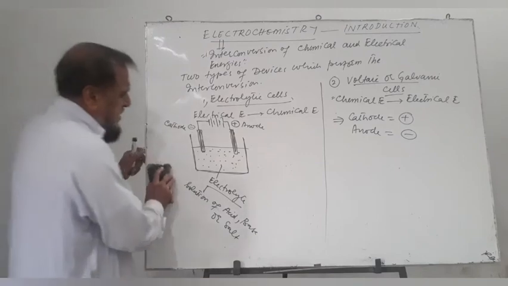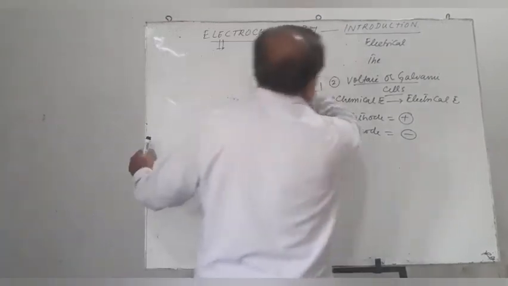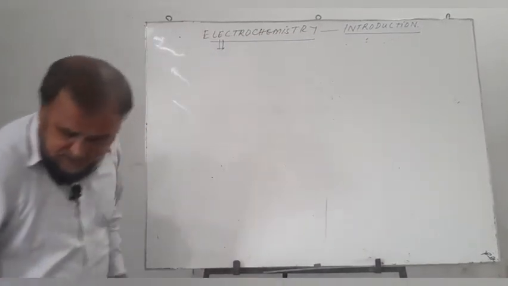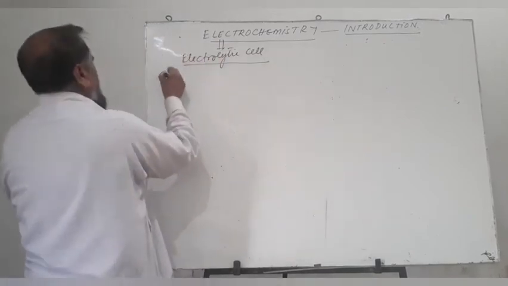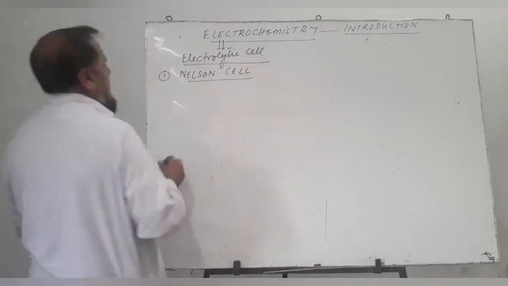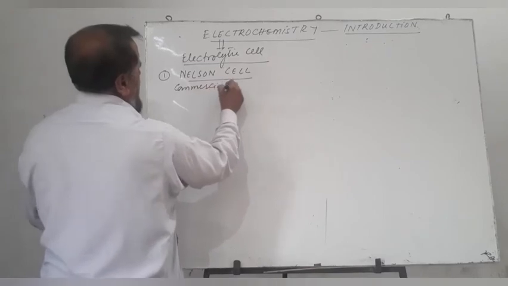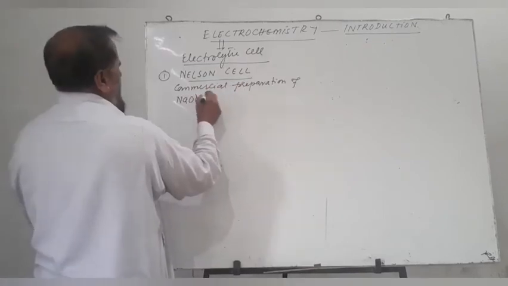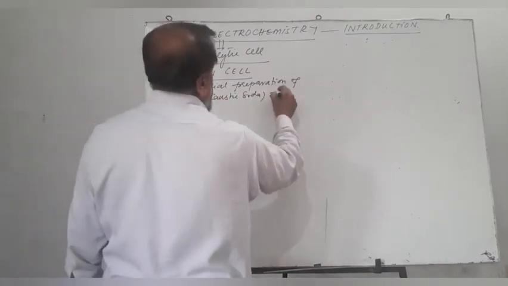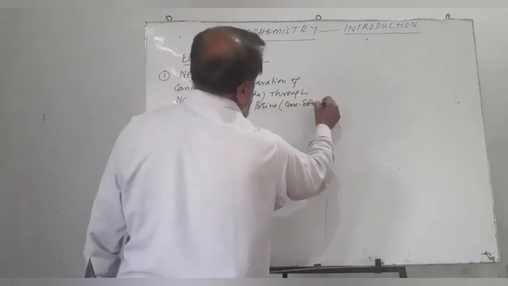Now we take examples of electrolytic cells as well as a few examples of voltaic cells. First, we take the examples of electrolytic cells. The first well-known example of electrolytic cell is Nelson cell. Nelson cell is used for the commercial preparation of sodium hydroxide or caustic soda through the electrolysis of brine, and brine is a concentrated solution of sodium chloride.